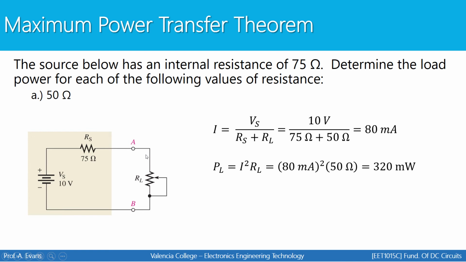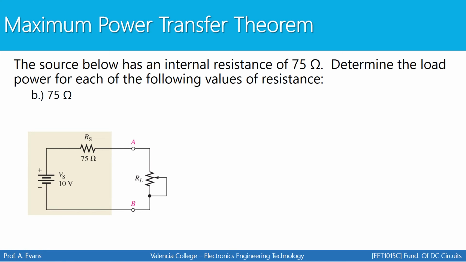Now we're going to calculate the power for the load. I can use any one of the power formulas given in previous lectures to do this. The one I'm going to choose is I squared times R. So take the current, square it, multiply it by the load, and you'll see that the power that is distributed to the load is 320 milliwatts.